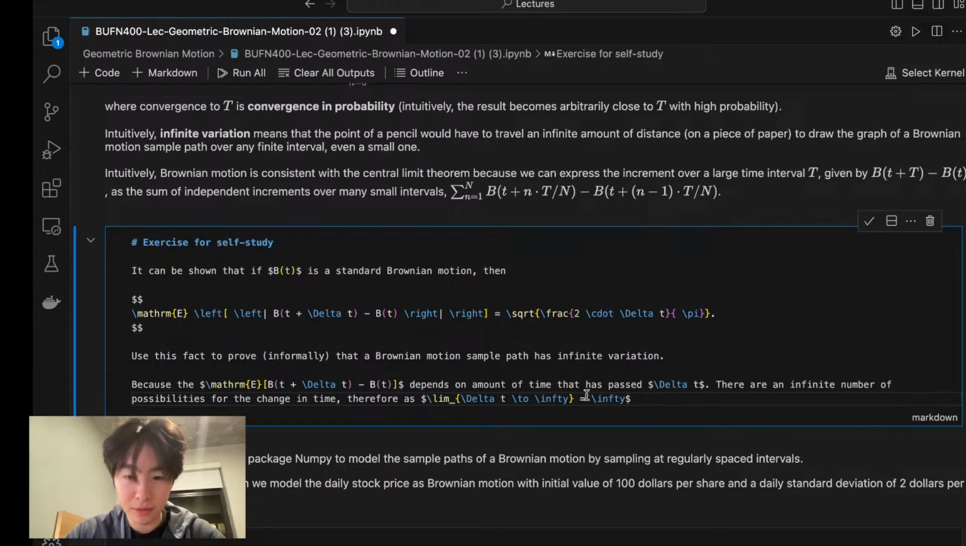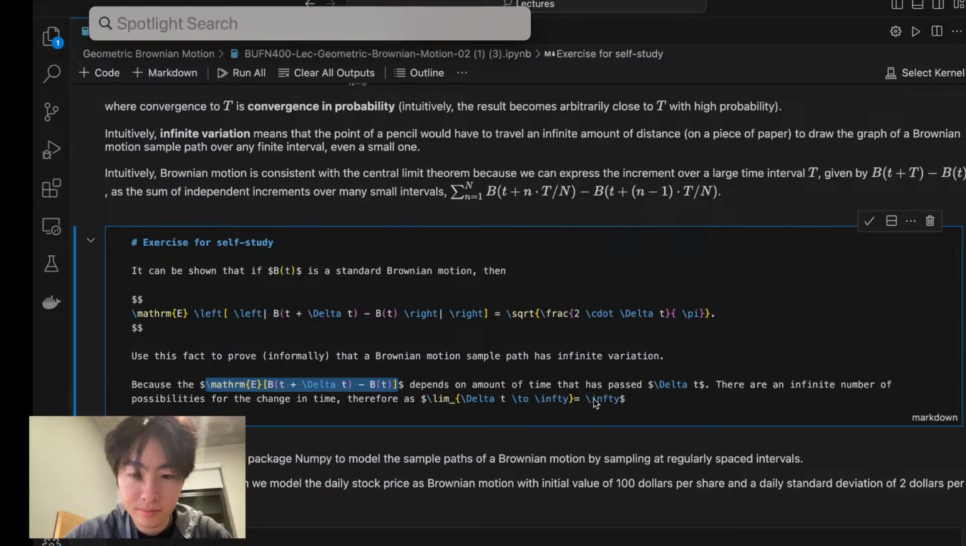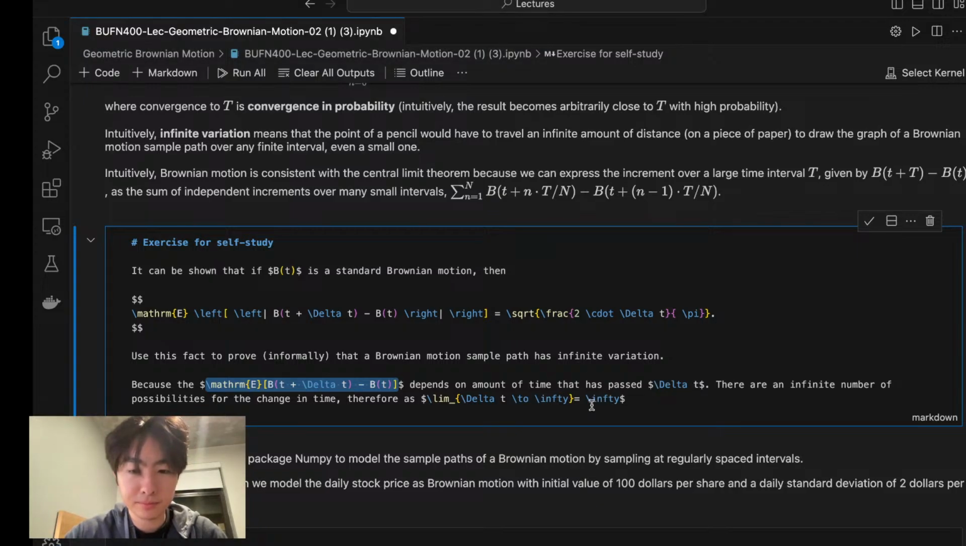Yeah, I don't think this is a big deal right now, but the limit as delta t goes towards infinity of the, I guess you could call it the expectation of the Brownian motion process, the increments in the Brownian motion process, is equal to infinity.